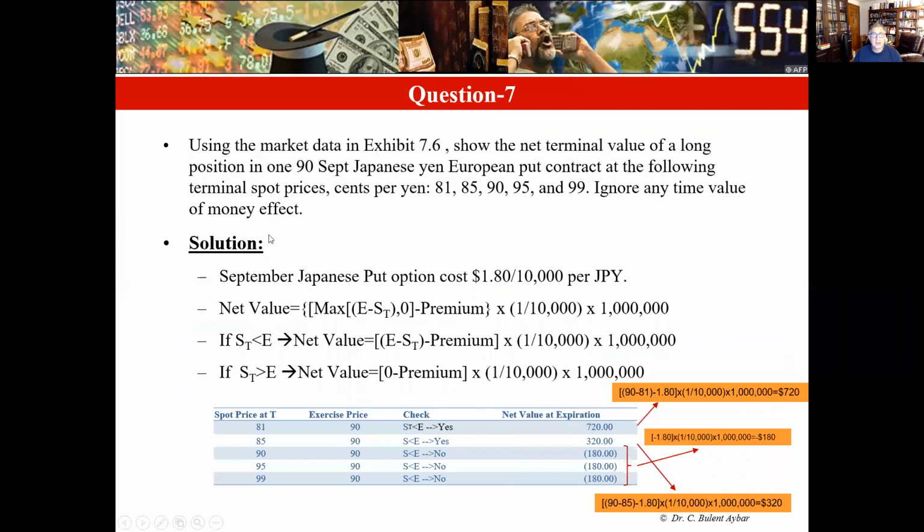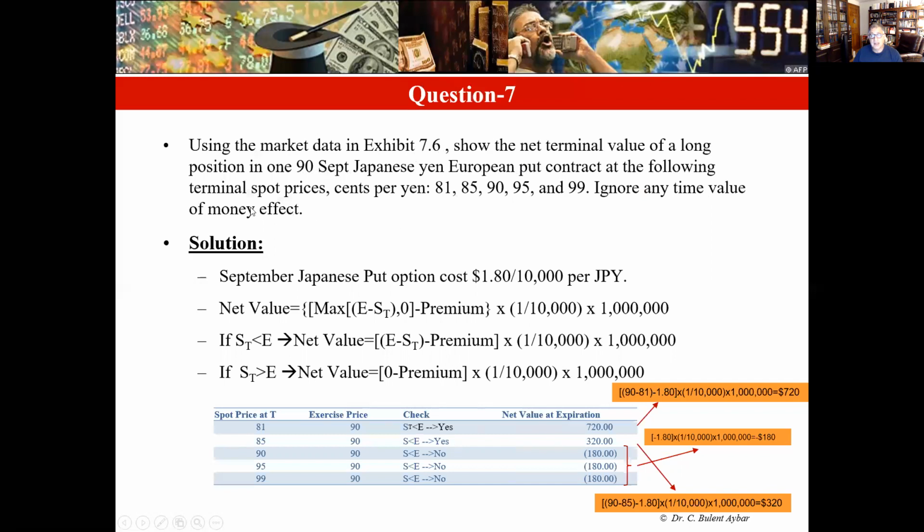So let's look at this time a put option just to implement the concept. In the same table, the Japanese yen table, we are going to look at this time the 90 Japanese yen September European put contract. Again, we are going to evaluate the contract with the same future spot prices. Like in the previous questions, we are going to ignore any time value effect in here.